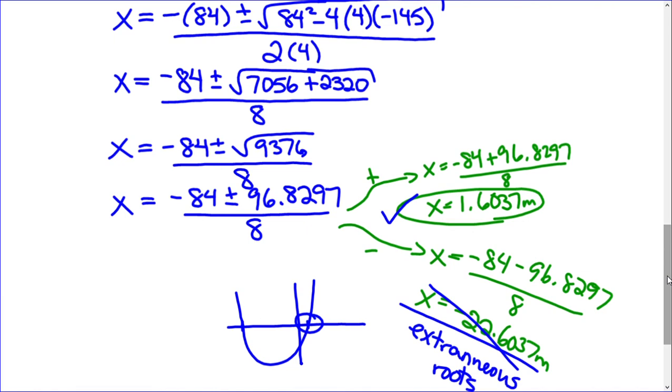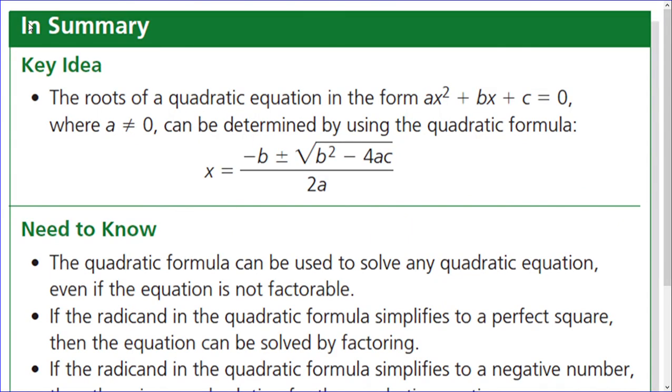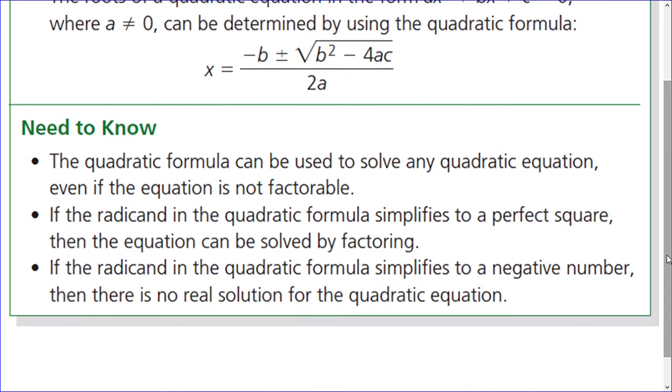So hopefully that gave you a bit of an idea on how these things are solved, how they work. We have our key idea here: the roots of the quadratic equation in the form ax squared plus bx plus c equals 0, where a can't be equal to 0, can be determined by using the quadratic formula. And so there's some need-to-know stuff here. Maybe it's something that you want to jot down in terms of notes. The quadratic formula can be used to solve any quadratic equation, even if the equation is not factorable. And that's the big advantage to it.